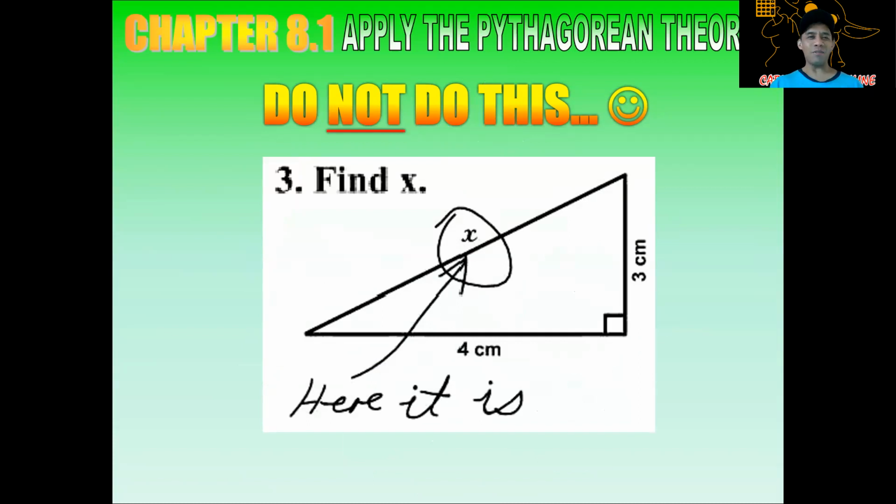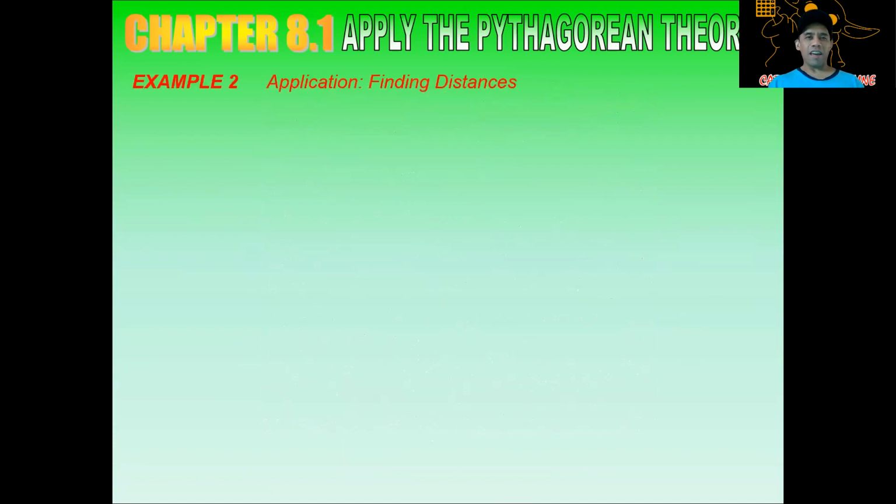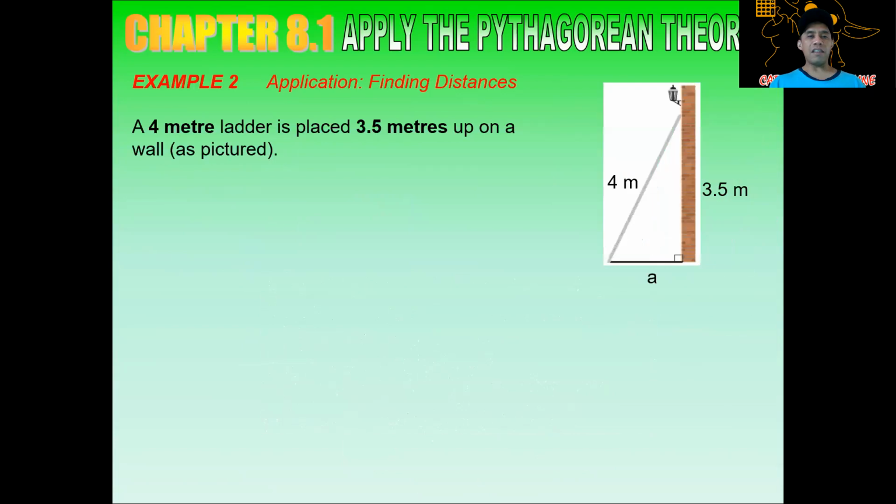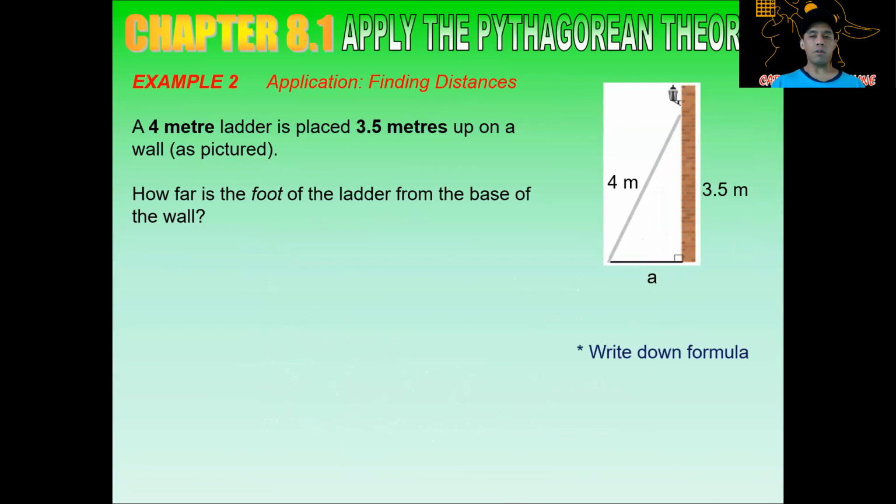All right, so moving along here. We're just going to take a look at word problems and how we can apply the Pythagorean theorem to everyday life. So in this case, one of my favorite types of questions, a ladder question: we have a 4-meter ladder, as you can see, and it's placed 3.5 meters up on a wall as pictured. So what we want to do here is to solve for side A. All right, so always start off by writing down the formula. Okay, so we have C squared is equal to A squared plus B squared.